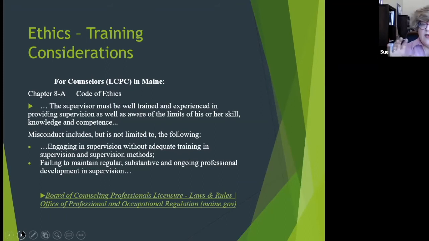So for those of you who weren't aware of that, and it's part of what this presentation is hopefully bringing, it highlights that even the state is outlining the requirements that you have training and that you keep your training up to date. So that's for counselors.